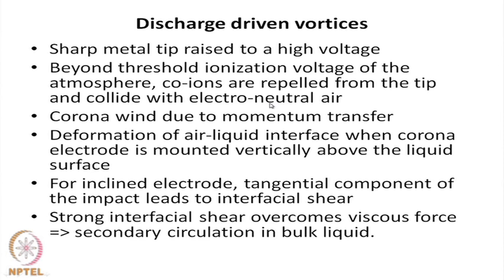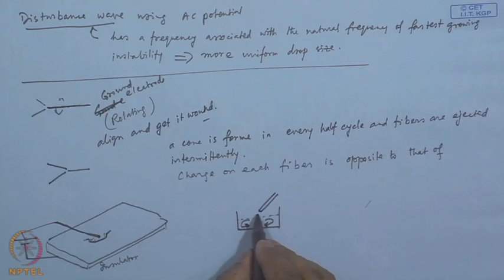So, in the atmosphere, if you go beyond the threshold ionization voltage, that means this atmosphere is getting ionized. In that case, the co-ions are repelled from the tip. If this is positively charged, then the positively charged ions would be repelled from the tip and will collide with electroneutral air. Air is otherwise electroneutral and these ions are repelled. So, there will be a corona wind developed due to the momentum transfer.